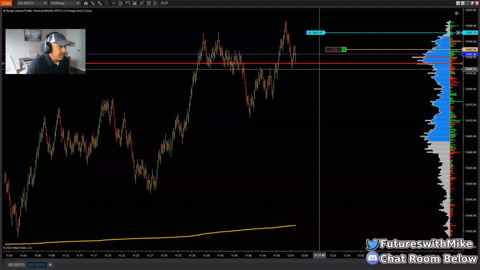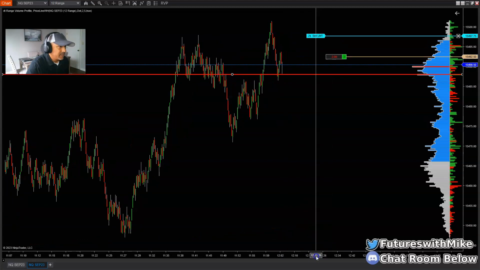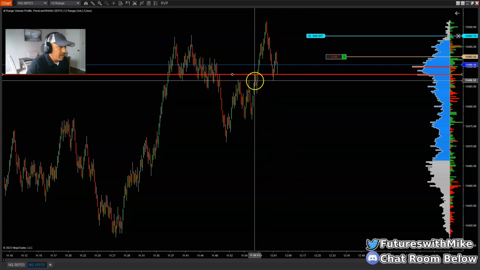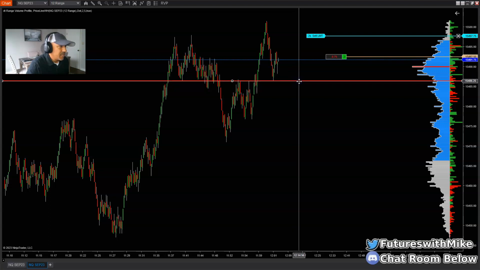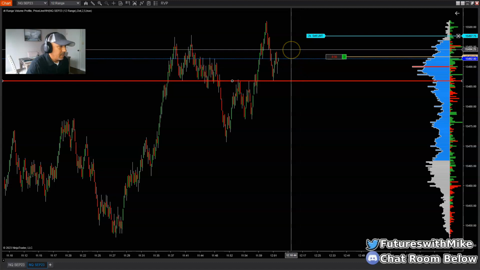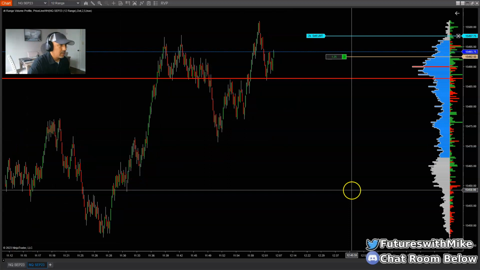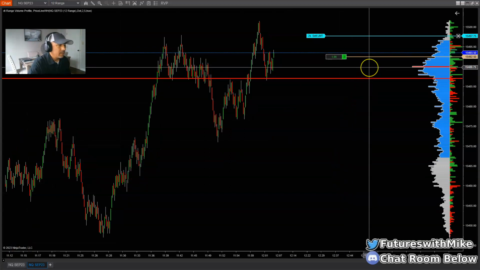It tapped into this little imbalance sitting right here. It didn't fill it 100%. So that's what's leaving me a little bit questionable on this trade here. But hopefully it continues pushing higher. Come on, baby, go higher. It's playing around.